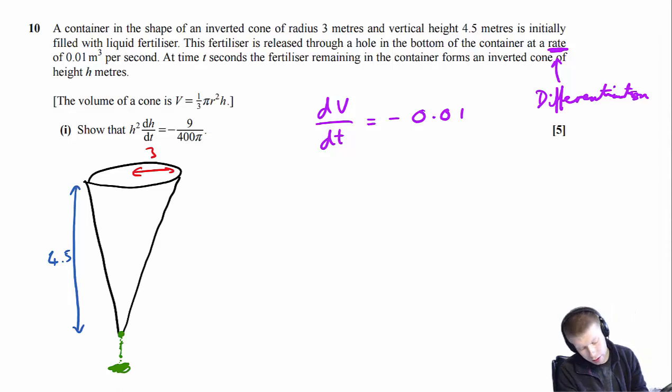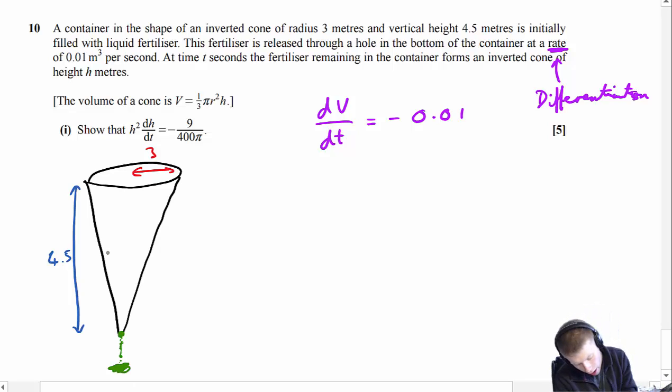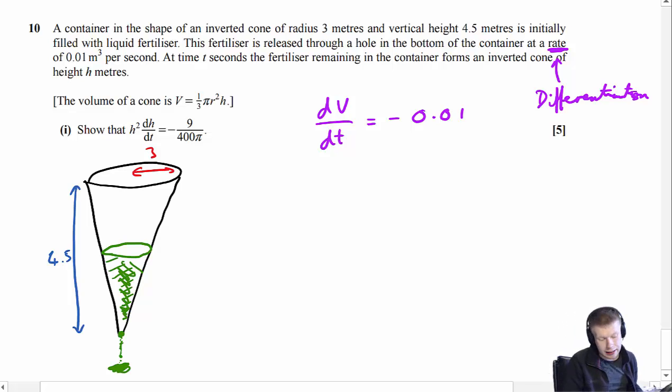I'm then told that at time t seconds, the fertilizer remaining in the container forms an inverted cone. So I've got an inverted cone left. That kind of makes sense, because as the fertilizer kind of goes down, then I'm going to have less and less fertilizer in the container. Okay, so that's kind of got less fertilizer in there. Okay, and it's forming an inverted cone of height h meters.